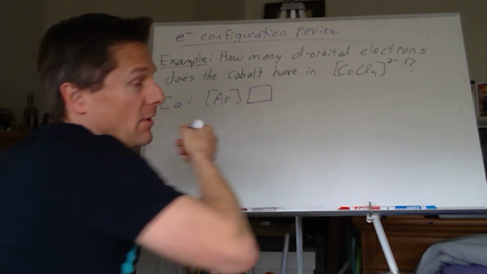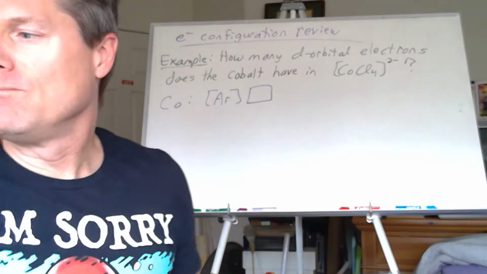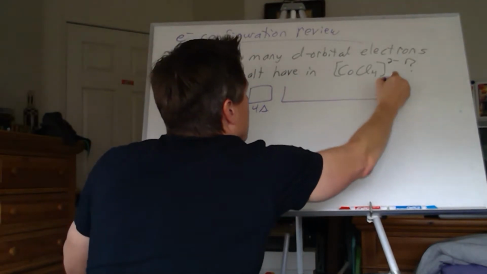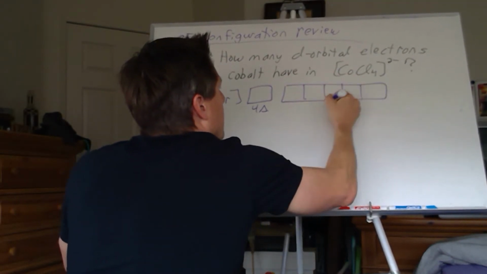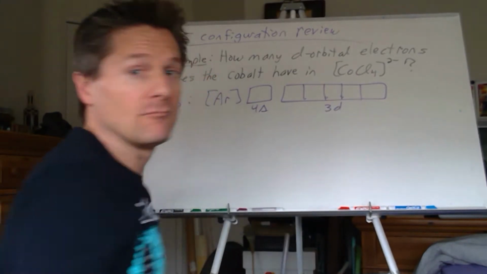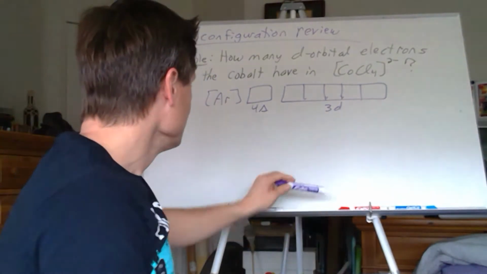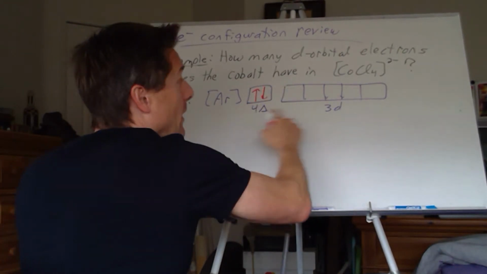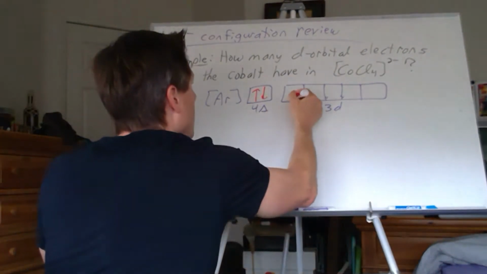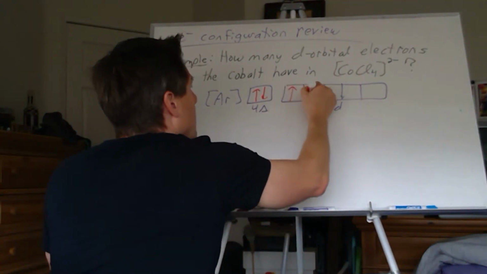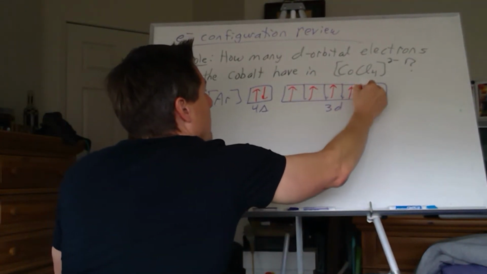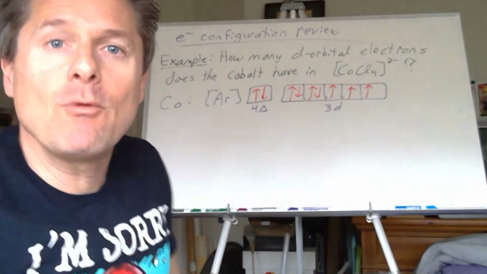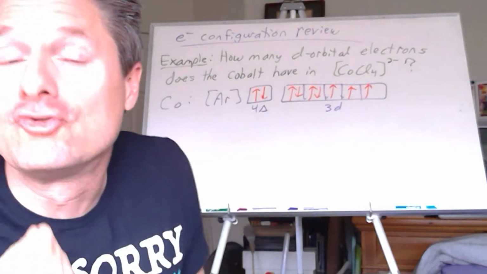And I'm going to do the orbital box diagram, right? So the next one is the 4s, and then the 3d. If you remember, there's 5 orbitals, right? We looked through that in the last video. Let's put our electrons in there. So these are filled, 1 up, 1 down, and we have 7 of those electrons in the 3d orbital. So follow Hund's rule. 1, 2, 3, 4, 5, 6, 7. All right, so that would be what cobalt is neutral.